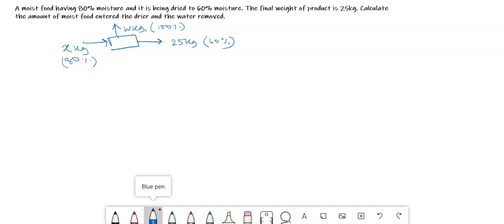At first we will do the total mass balance. That is, x is equal to W plus 25. Let it be equation number 1. So, it is justified that input is equal to output. Next we will do the component balance.